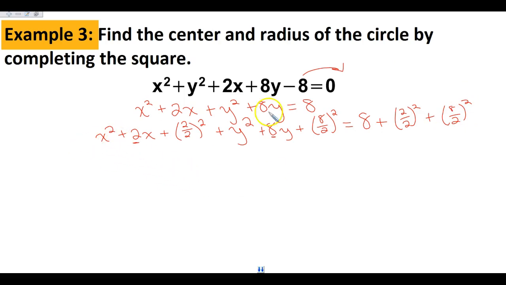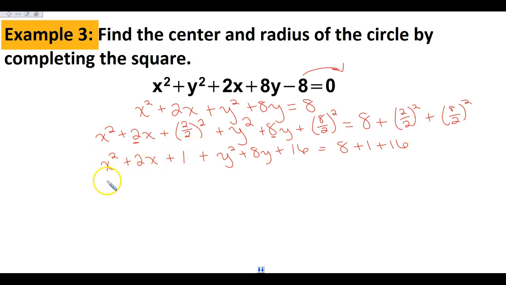All right, so let's take a look at what this reduces down to. So this is going to give me x squared plus 2x. 2 over 2 is 1. 1 squared is 1. Then we have y squared plus 8y. And then 8 divided by 2 is 4. 4 squared is 16. So this will equal 8 plus 1 plus 16.